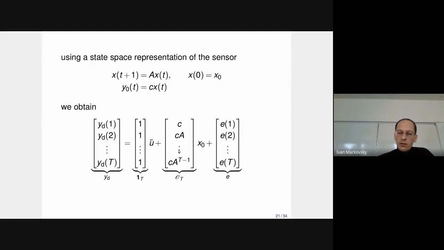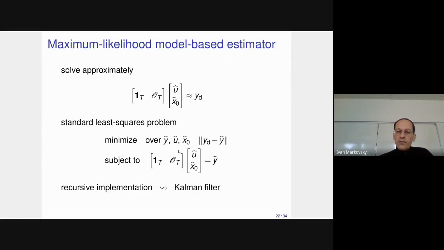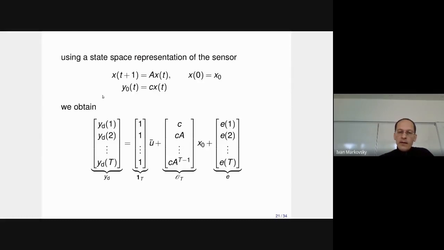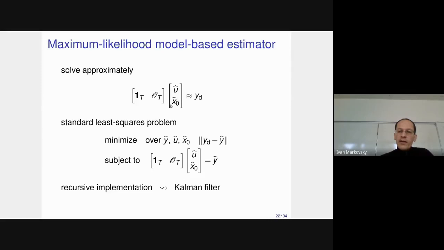So if we have the model given, therefore we have C and A, we have everything about this matrix, which I call capital O. And therefore we can write a system of linear equations for the parameters of interest, the steady state value, and another nuisance parameter, which is the initial conditions of the dynamical system.